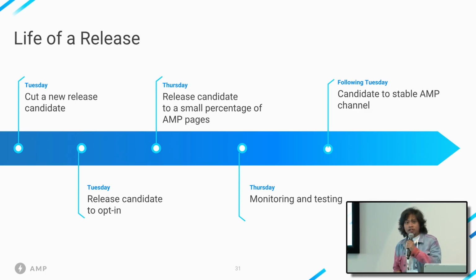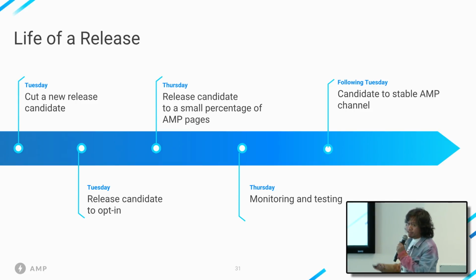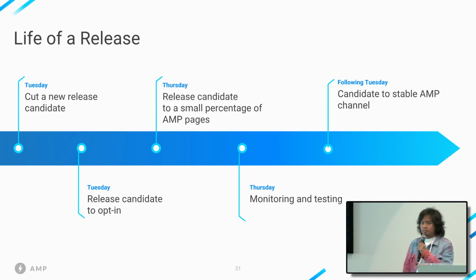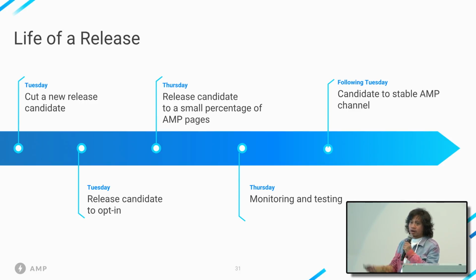Here is a quick top-level overview of our release schedule. Nothing too specific to remember here. The only thing you really need to remember is Tuesday. That is when we cut a brand new candidate release from the AMP code base.